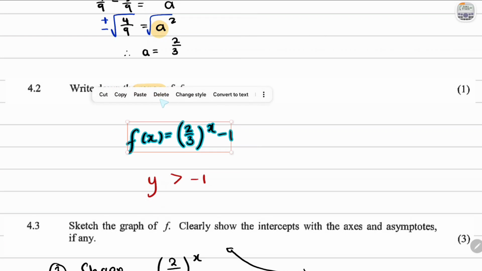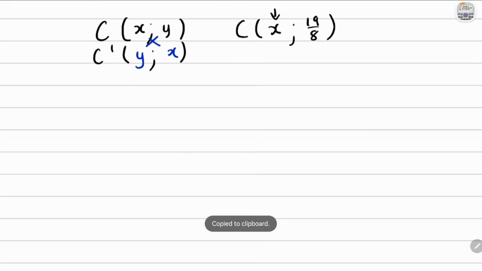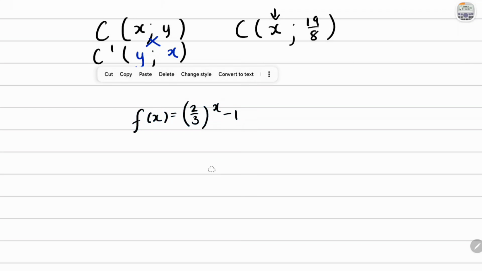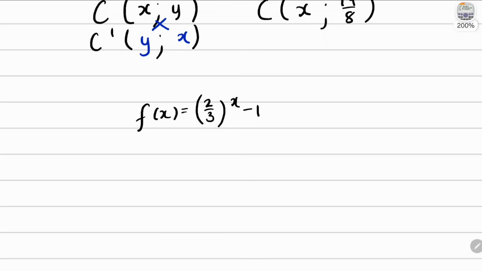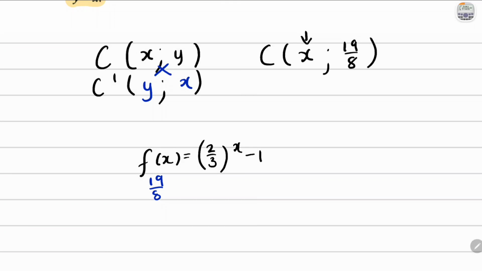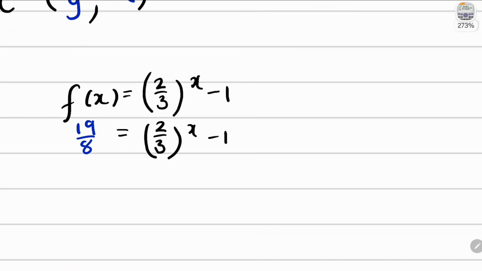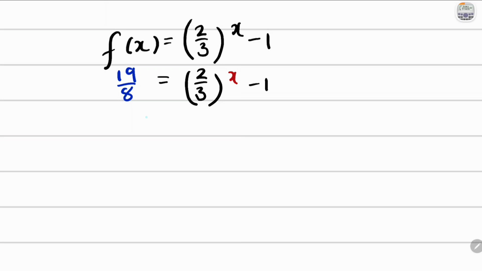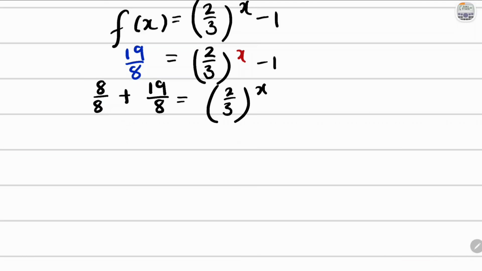Okay, f of x is equal to this. And we're just going to substitute that y value so that we can find out what exactly the x value is. So substitute the y value. Now we're going to have there 19 over 8 is equal to 2 over 3 raised to the power of x minus 1. And let's go ahead and just solve for x. So to solve for x, we can take the 1 over. That really just becomes a positive 1, which we can write as 8 over 8. I'm trying to do that because the denominator is 8. And it's plus 19 over 8, because that's positive, is equal to 2 over 3 raised to the power of x. And so 19 plus 8 is 27.